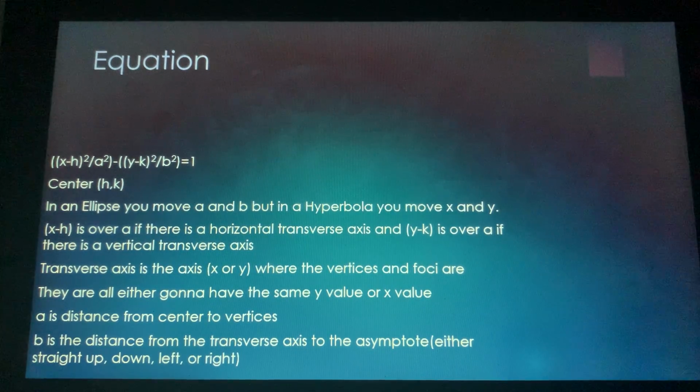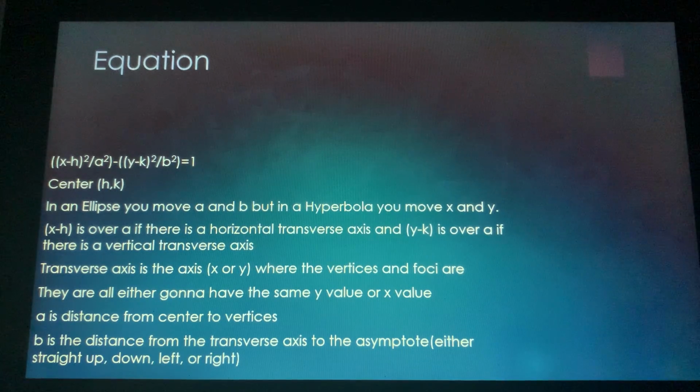Now the a distance is, of course, the distance from the center to the vertices, and the b distance is the distance from the transverse axis or the vertices to the asymptote, either straight up, down, or left or right. So if a hyperbola is vertically oriented, you draw the asymptotes and you take one of the vertices and you draw either straight left or right. They're going to be the same value.